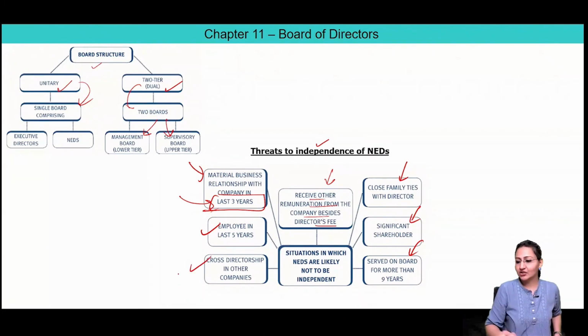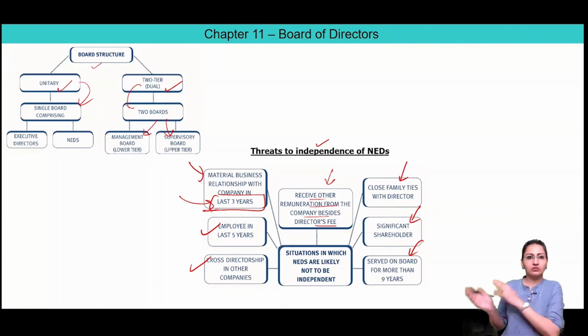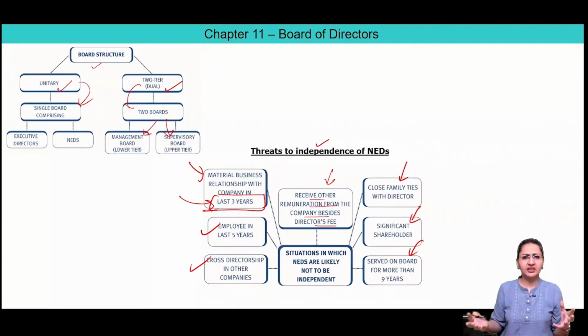And then cross directorships in other companies. Cross directorship is where he is sitting as a director on the board of two companies. Suppose it can be a parent and subsidiary, and he's on the board of both, or maybe on the board of competitors. One director is on the other company's board, and one of this other company's directors is here on the board. So this cross directorship also creates a threat to independence.